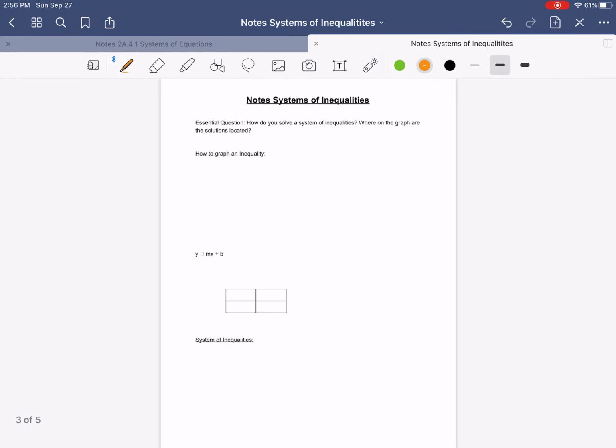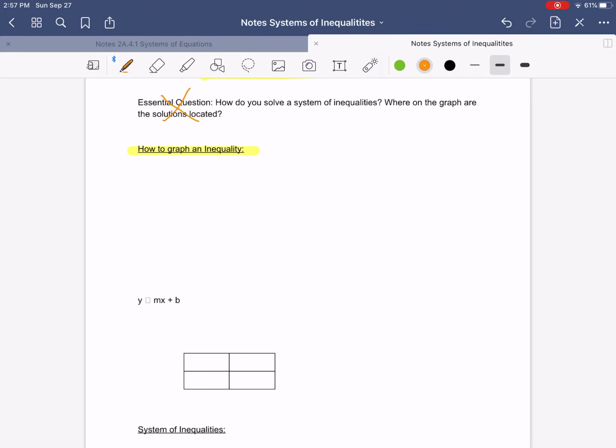And then this little PDF you can print out if you want or just handwrite on a piece of paper. So you want to title it Systems of Inequalities. You do not have to write down the essential question, but basically, how do you solve a system of inequalities? Where on the graph are the solutions located? So how to graph an inequality. So not a system, just a regular inequality. Okay, how do you graph an inequality?